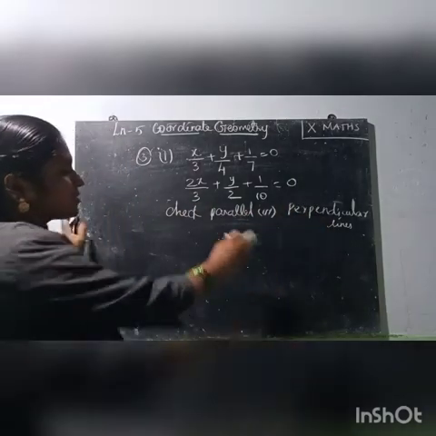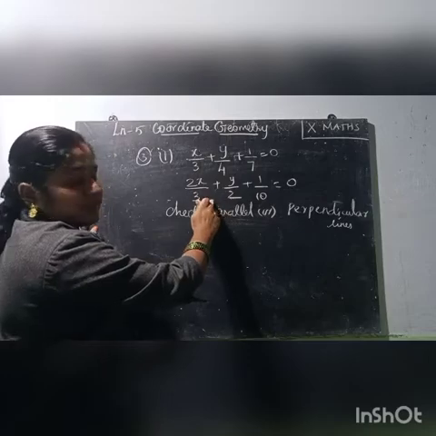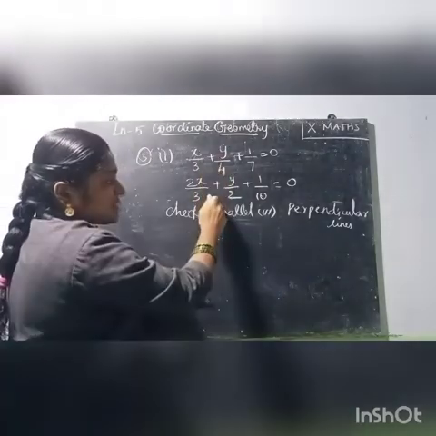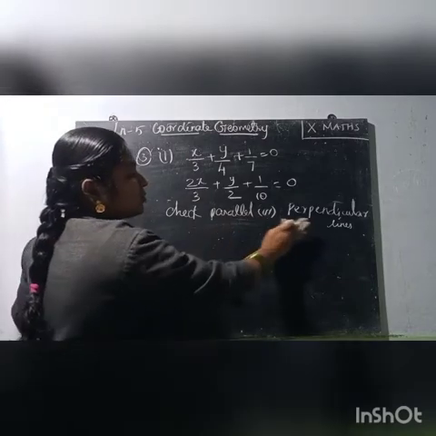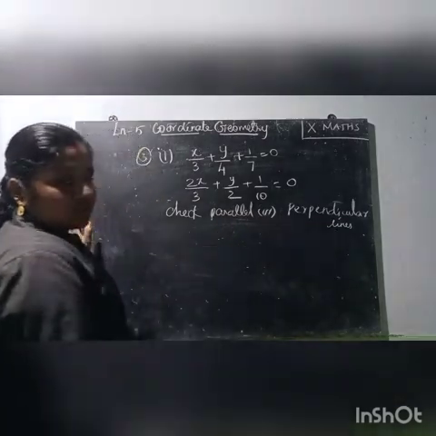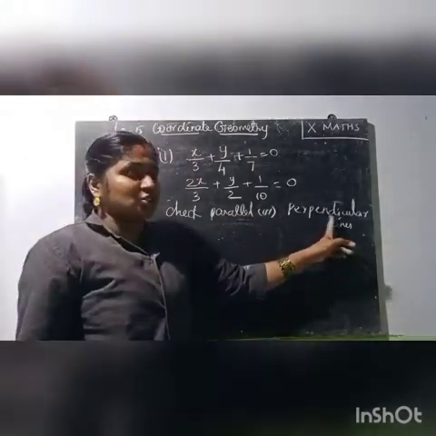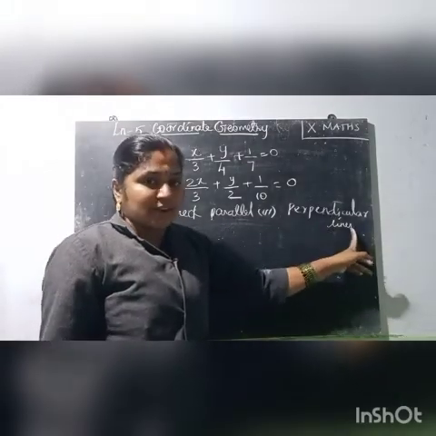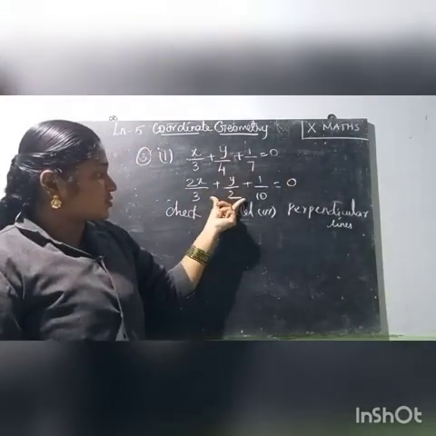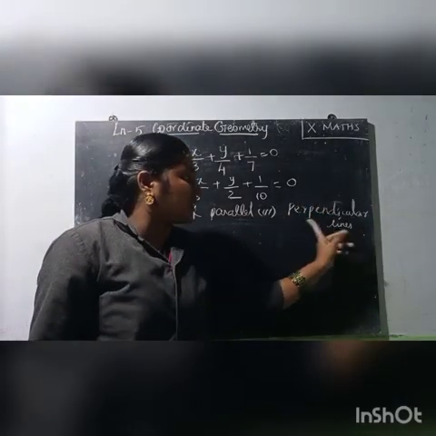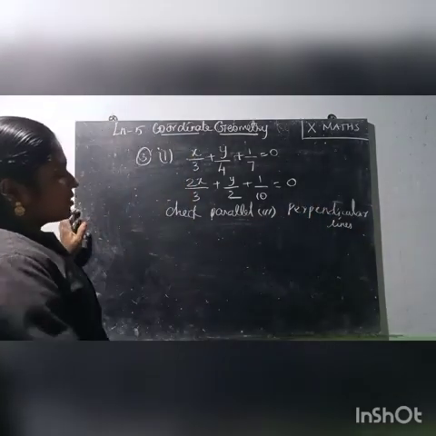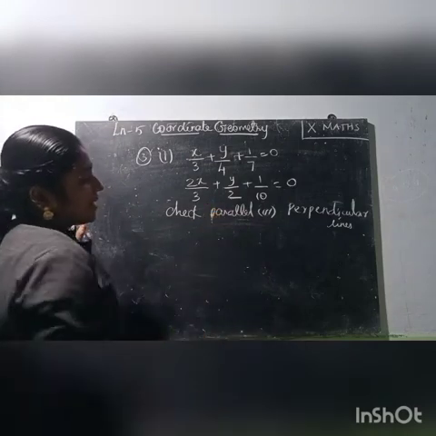If it is parallel, these two slopes must be equal. Suppose it is not parallel, we have to check whether it is perpendicular or not. So we know the perpendicular condition m1 into m2 equal to minus 1. So after finding these two slopes, if we multiply the slopes and we get minus 1, we can say the two lines are perpendicular. So let me check first whether parallel or not.